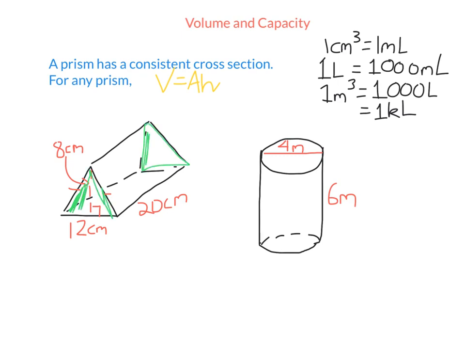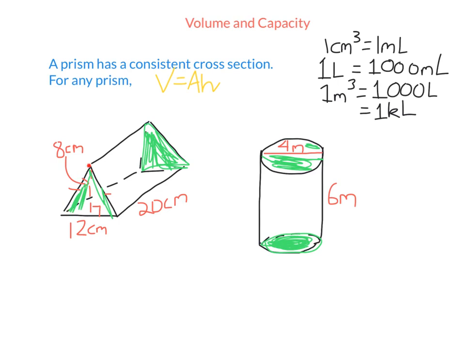So here the cross-section is a triangle. These two triangles in green are the same triangle and the same size. A cylinder is, for all intents and purposes, a prism. Its cross-section is a circle. So the circle's repeated at the bottom and also the top. So that's what we mean by consistent cross-section. So if you have a prism, the formula is volume equals AH, area of the base times the height.